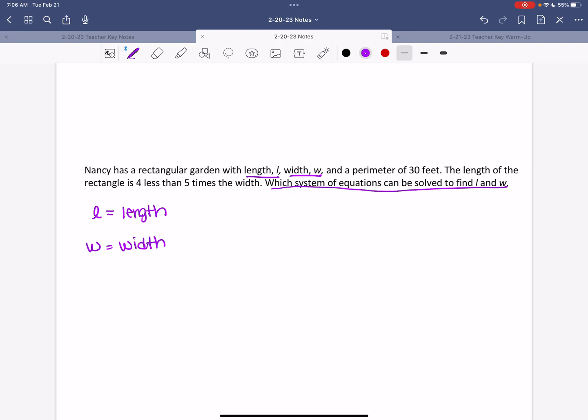Okay, it has a perimeter. You can put P or you can spell it out. So I'll spell it out for you for the video, but in my personal notes, I put P, 300 feet. Okay?